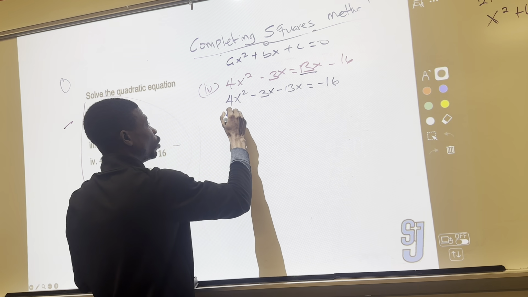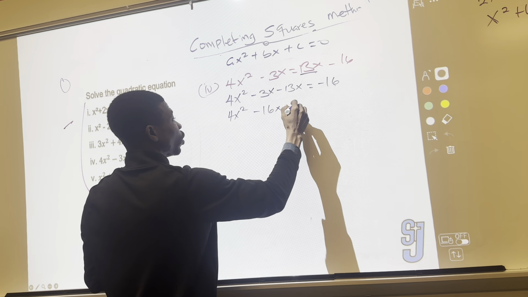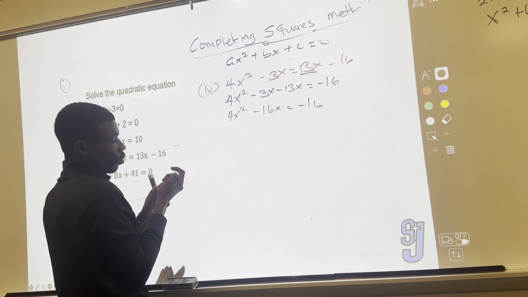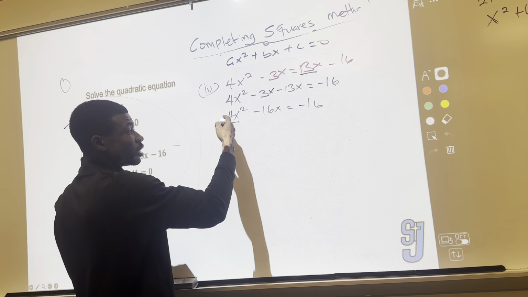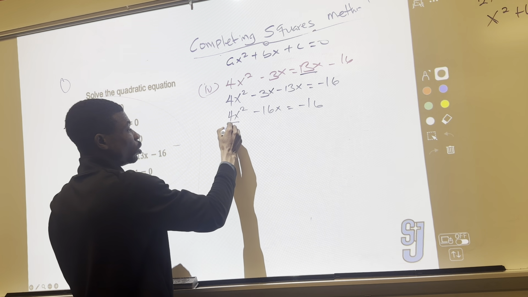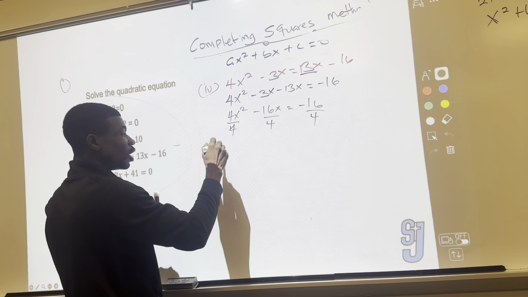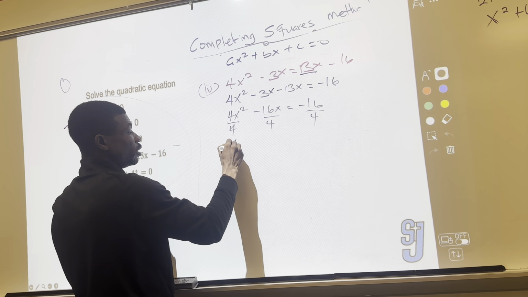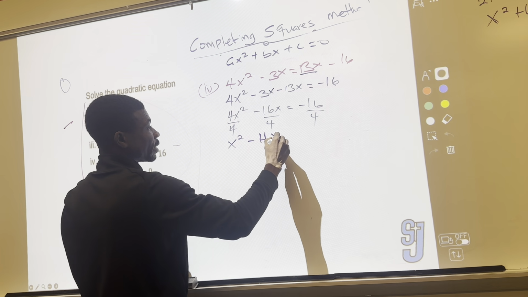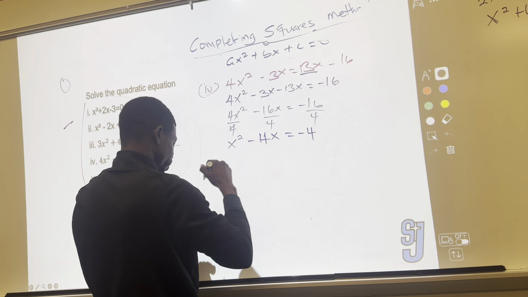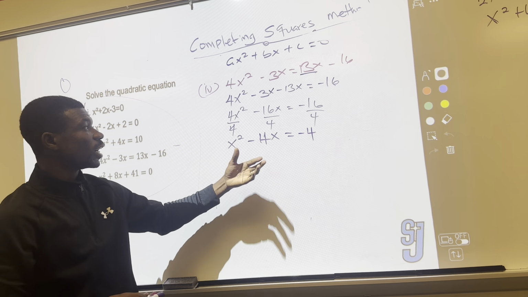Okay, so we can write it this way. We have 4x squared minus 16x equals minus 16. And at this point, our step 2 says that you make sure that the coefficient of x squared is always 1. So you divide by 4, and then by 4. And so you have an equation in the form of x squared minus 4x equals minus 4.